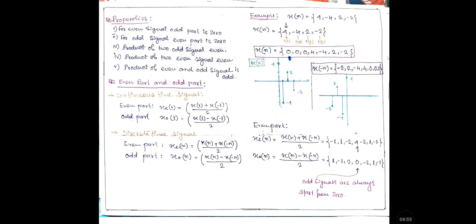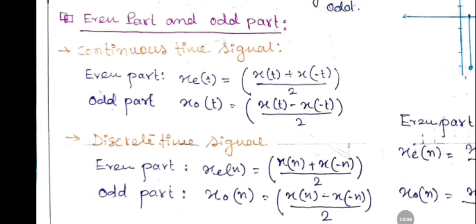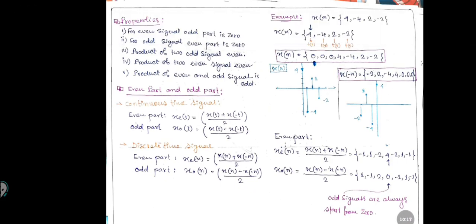Now coming to the properties. For even signals, the odd part is 0. What are even signals and odd signals? We discussed this previously. The even part is [x(t) + x(-t)]/2, and the odd part is [x(t) - x(-t)]/2. For odd signals, the even part is 0. The product of two odd signals is even. The product of two even signals is even, and the product of an even and an odd signal is odd.